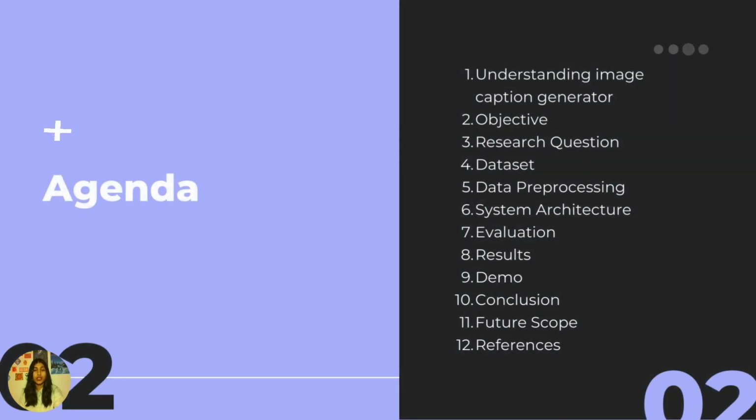Today we'll discuss what an image caption generator is, the objective of this project, our primary research question, the dataset, data preprocessing methods, system architecture, evaluation and decoding strategies, results followed by a short demo, and finally summarize our findings and key takeaways along with the future scope.